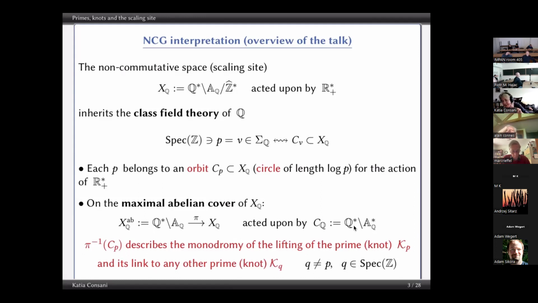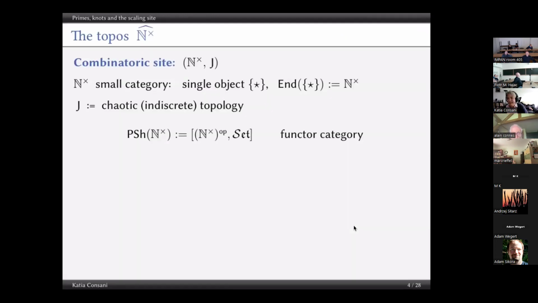Now I will enter into each single step, and in particular, I will review the definition of the scaling site so that you can see more visually this definition of CP, of this orbit. Okay, so the story starts, as I said, 10 years ago or so, when we were really thinking to attach a topos, a Grothendieck topos, to the non-commutative geometric space, the Adele class space, and in particular the double quotient I spoke about before.